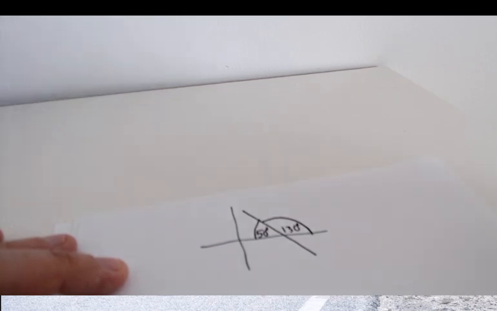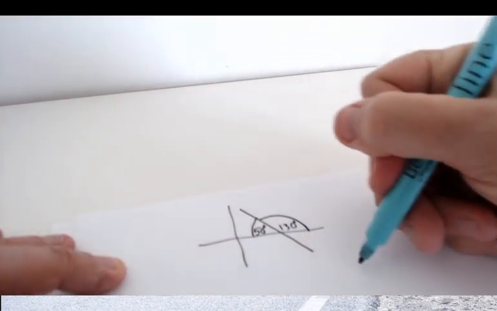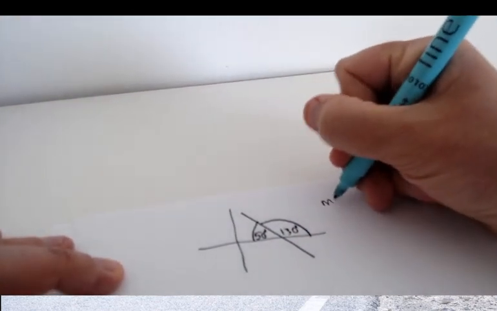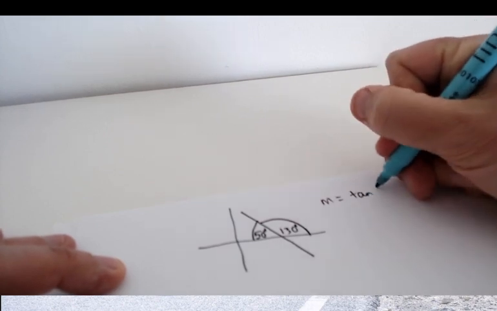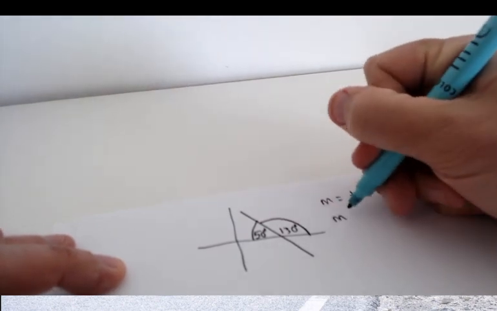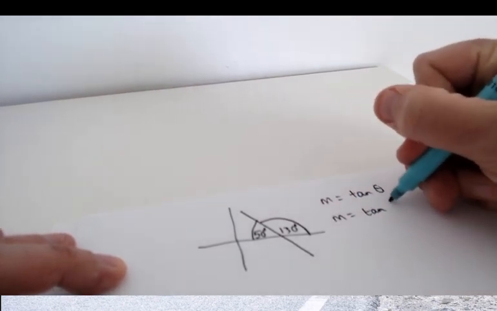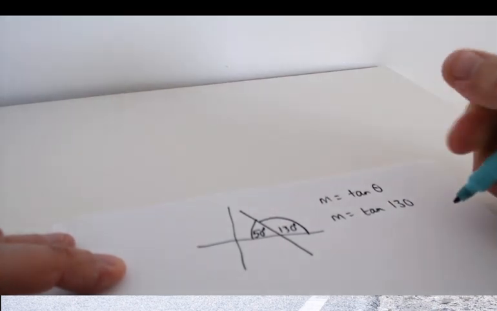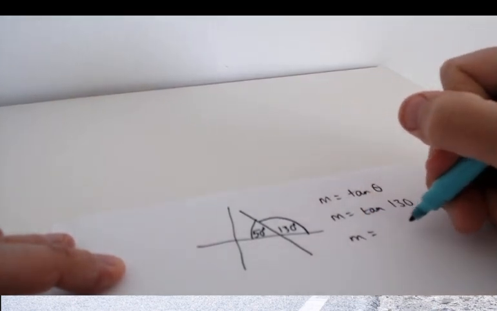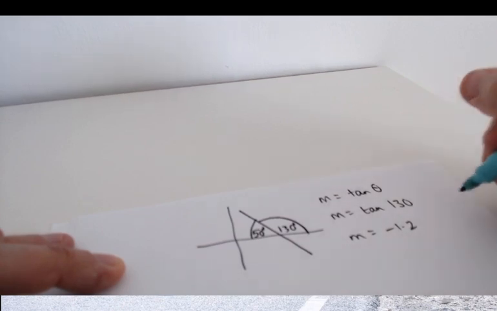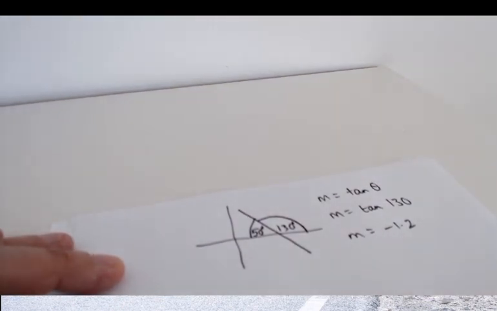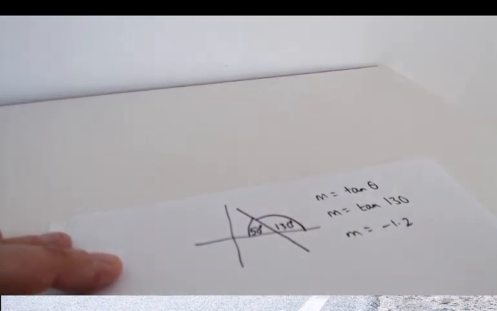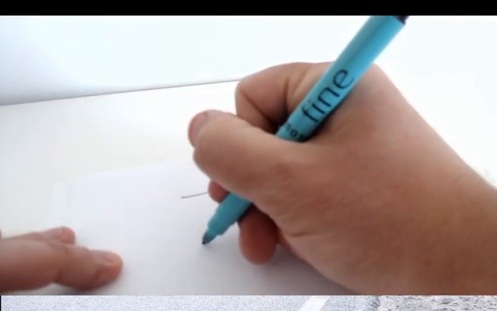Once I've got that angle, then I can work out the gradient of this line. M equals tan theta. M equals tan of 130. Type that into the calculator. It tells you that it's minus 1.2. I'll show you how that works in reverse.